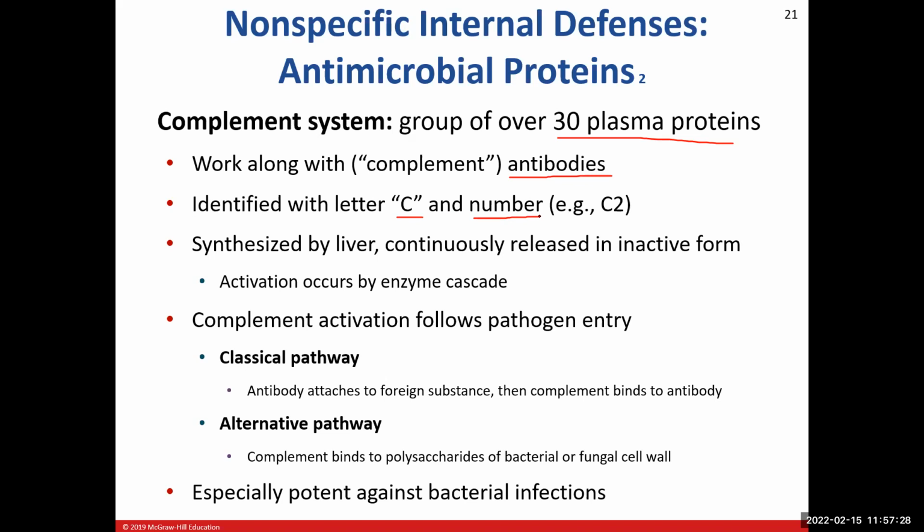Again, you don't have to worry about it, but when you see C2 in the literature, we're not talking about the second cervical vertebra in your neck. We're talking about one of those plasma proteins involved in our complement system pathway. So where are these plasma proteins made? In the liver, but they're released in the inactive form, as it should be, because nothing's going on yet. They circulate around in the inactive form.